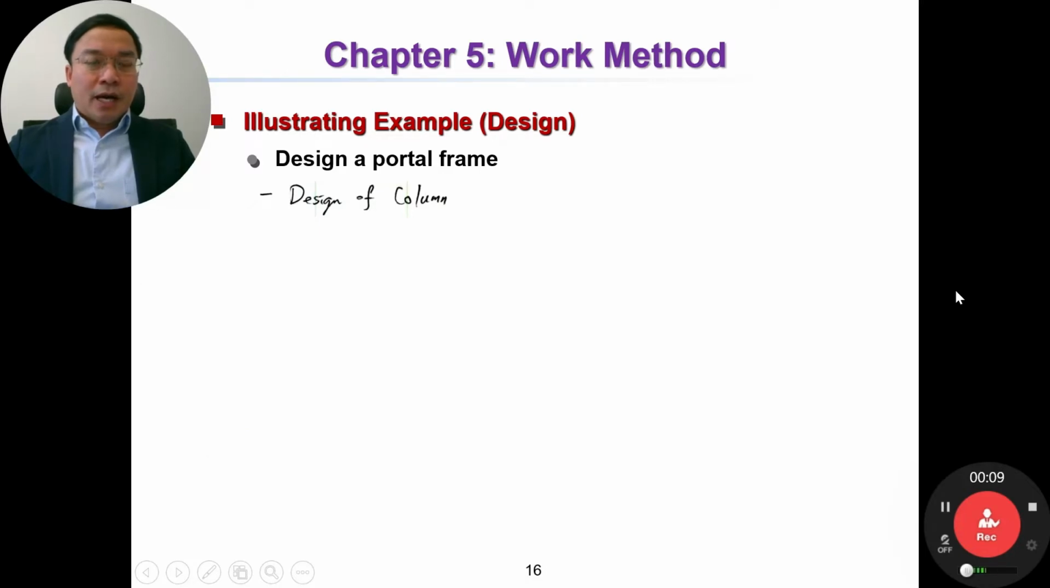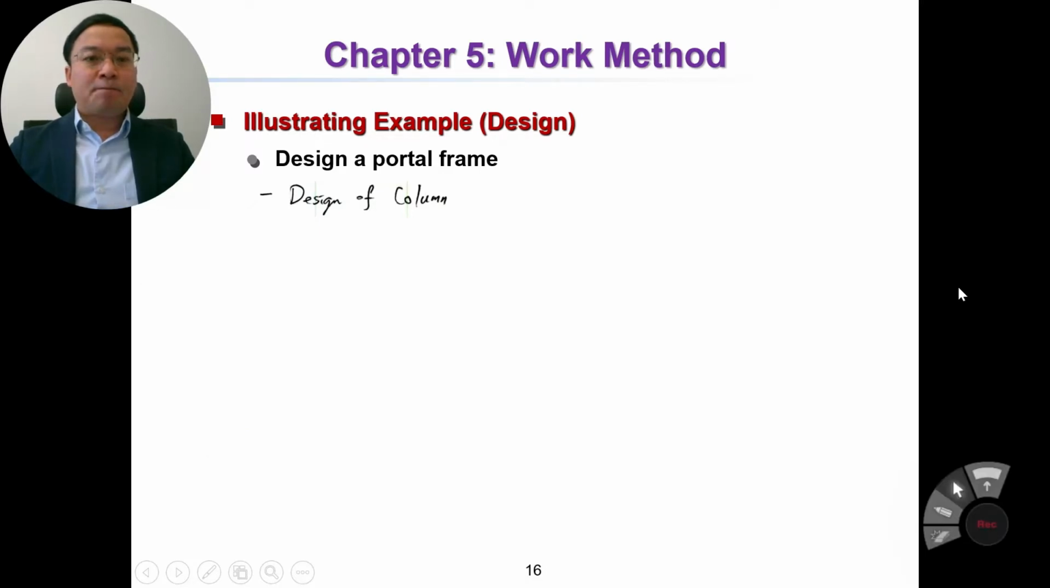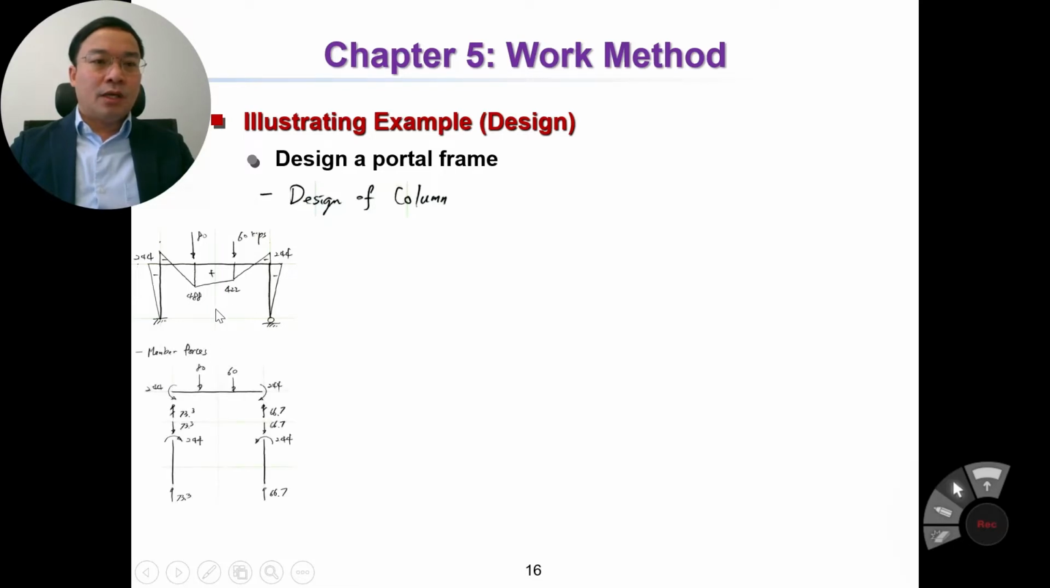Now we are going to design the column. In the previous step, we already determined the moment at every section of the frame, and we also determined the member force of each member, columns and beam. And beyond that, we can design the column.